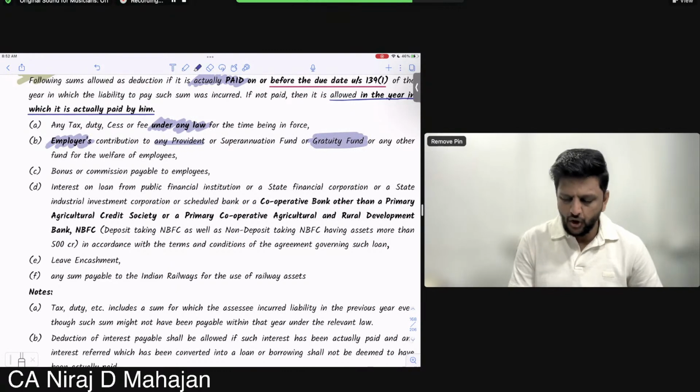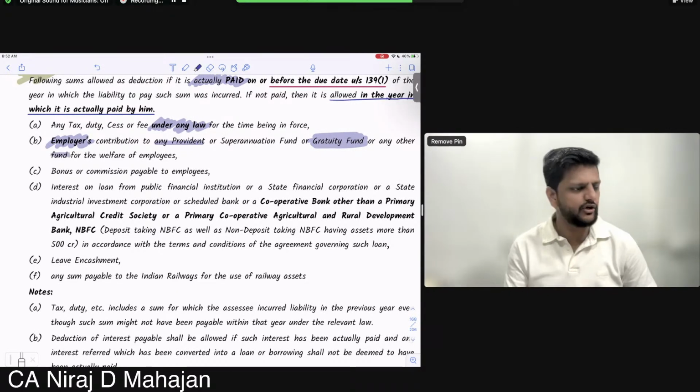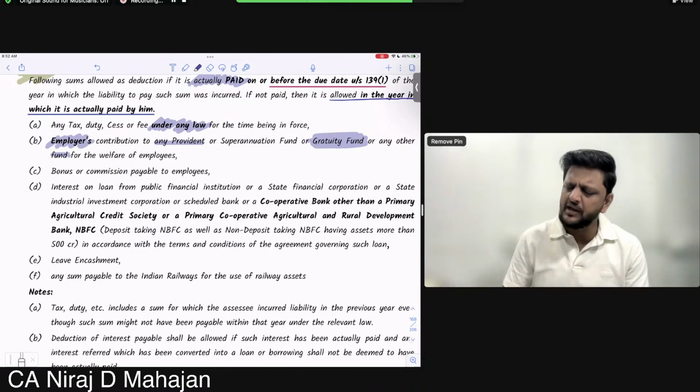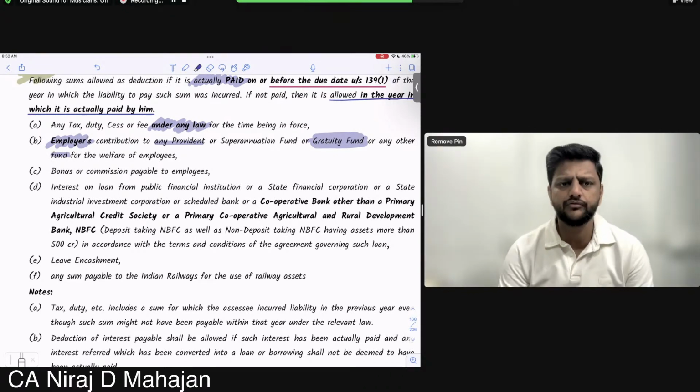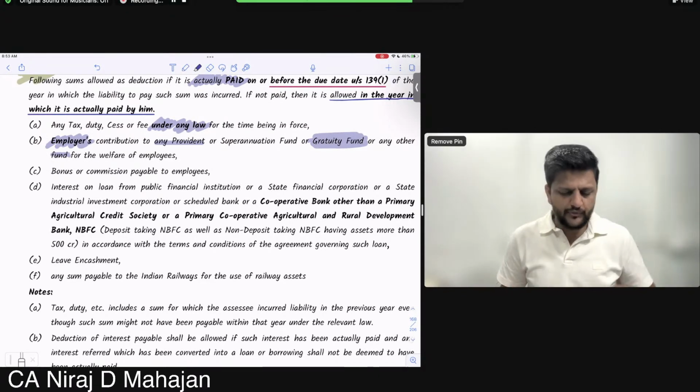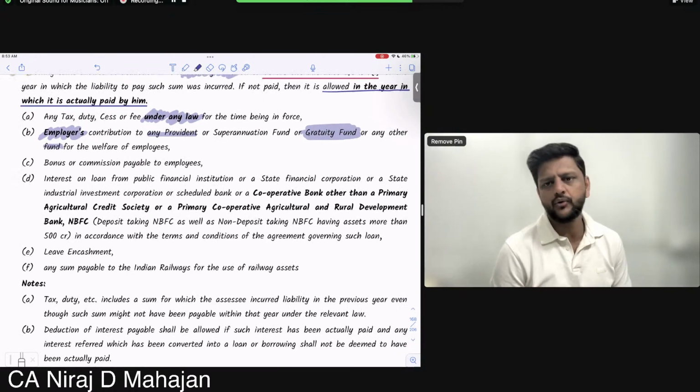Gratuity Fund, or any other fund for the welfare of the employees. ESIC, it can be any fund, bacho. Okay, for the welfare of the employees. Now you tell me, bacho, is the gratuity amount going to be a very small amount or a big amount?